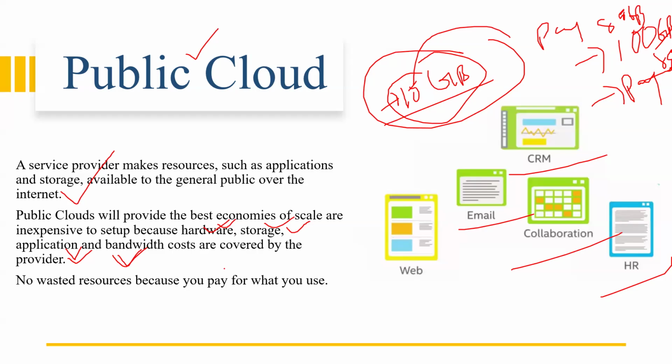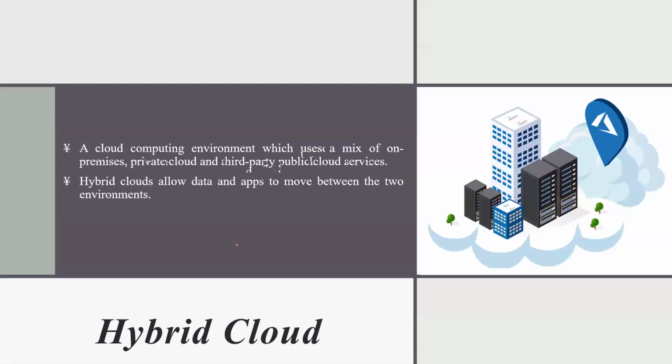Now, finally, we go for hybrid clouds. Hybrid is nothing but a mixture of private and a mixture of public, sir. A hybrid cloud is a cloud computing environment which uses a mixture of on-premises, like a private, and third-party public cloud services. Then we'll call it a hybrid cloud.